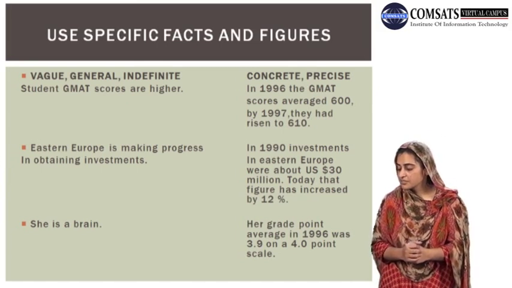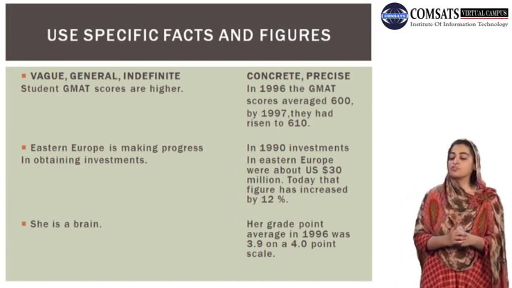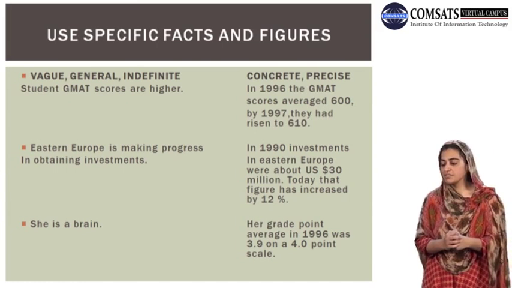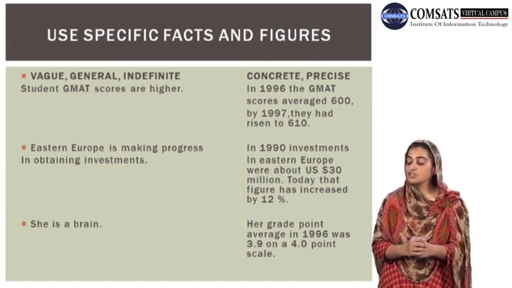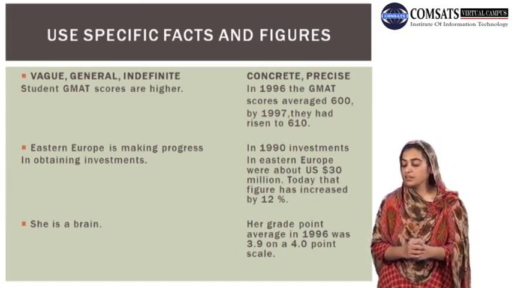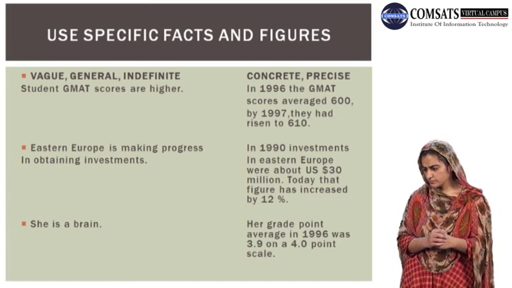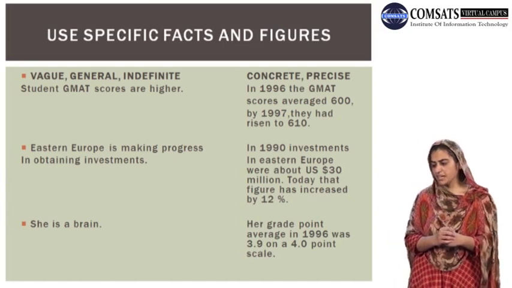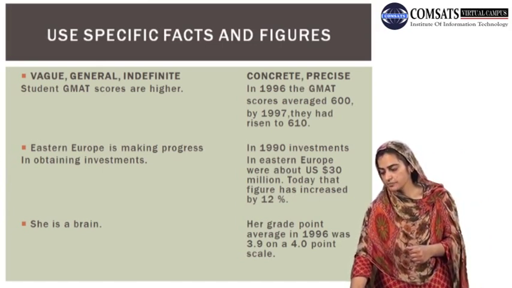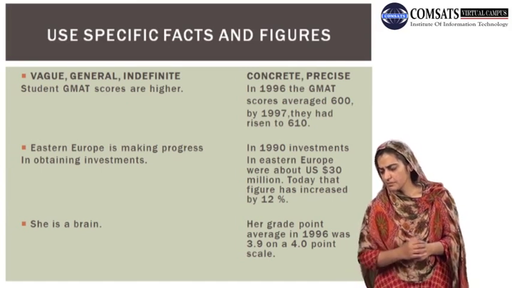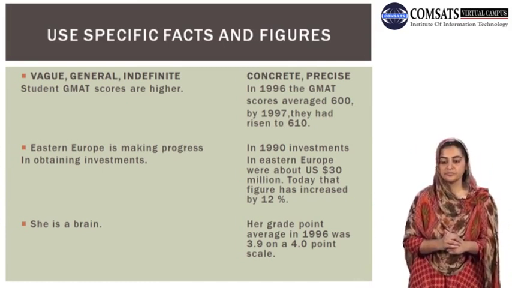Student GMAT scores are higher. Now you are rephrasing the same sentence. In 1996, the GMAT scores averaged 600; by 1997, they had risen to 610. Here there should be a semicolon. Okay.